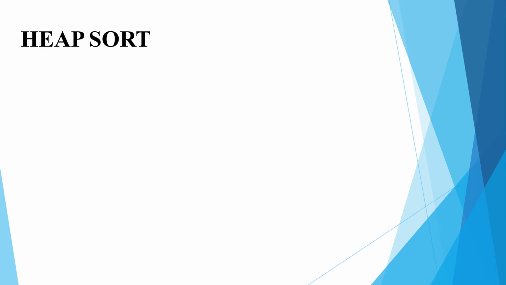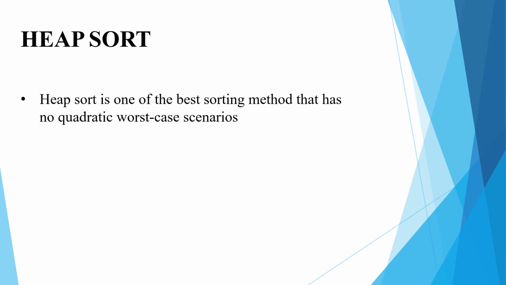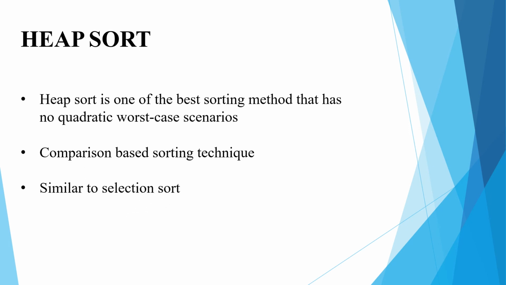Now we can discuss heap sort. Heap sort is one of the best sorting methods, with no quadratic worst case scenarios. Heap sort is a comparison-based sorting technique based on a binary heap data structure. It is similar to selection sort, where we first find the minimum element and place the minimum element at the beginning. We repeat the same process for the remaining elements.